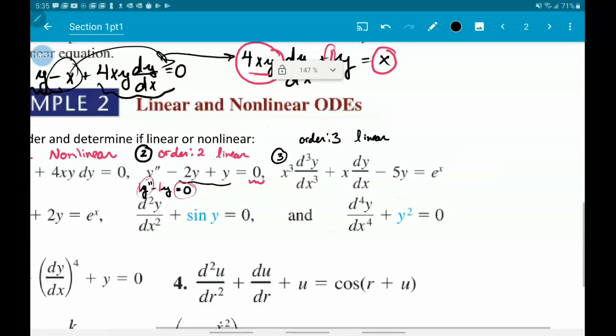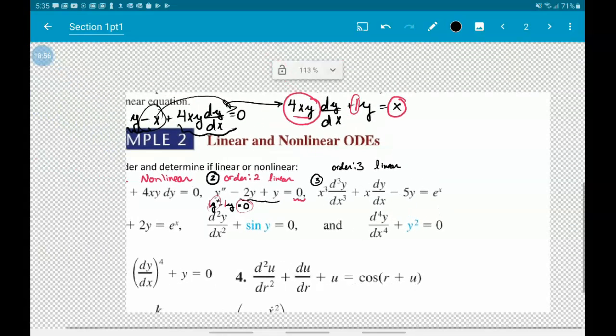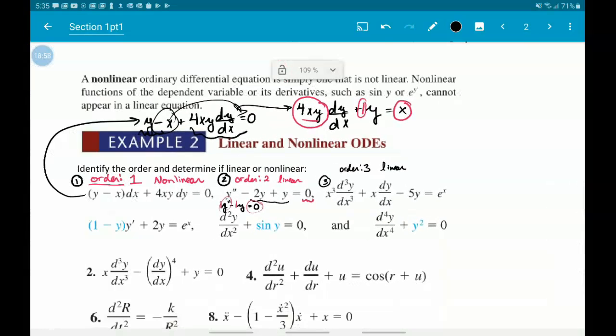So this is where you may want to pause the video and see whether you can identify whether it's linear or nonlinear, and then the order of the differential equation, and then come back and check.